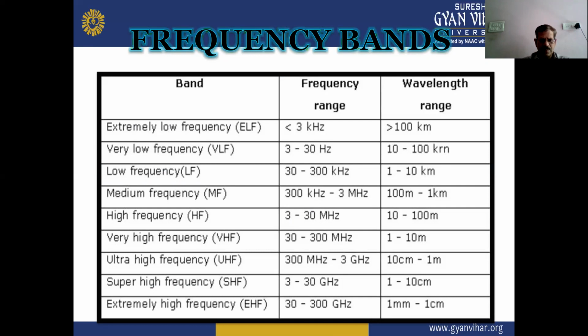And the next band is super high frequency, SHF, with frequency range 3 to 30 gigahertz and wavelength 1 to 10 centimeters. And also the next band is extremely high frequency, EHF, with frequency range 30 to 300 gigahertz and wavelength range 1 millimeter to 1 centimeter. So these are the frequency bands.